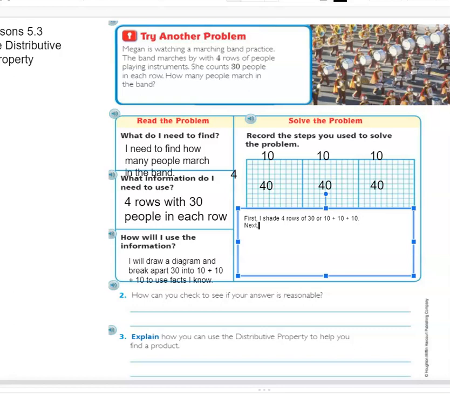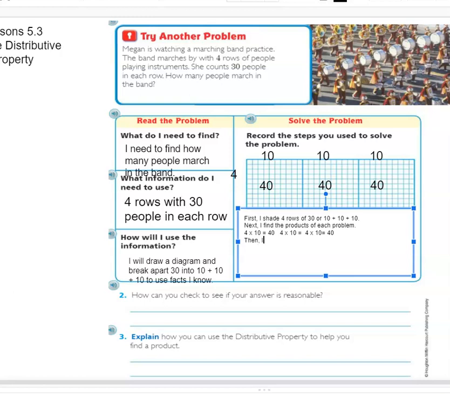Next, so it's kind of like we're commentating, like we always shared, like a sports commentator telling exactly what we did. Next, I find the products of each problem. And then I'm going to demonstrate that below. So 4 times 10 equals 40. Okay, so I have all 3 of those problems written out.